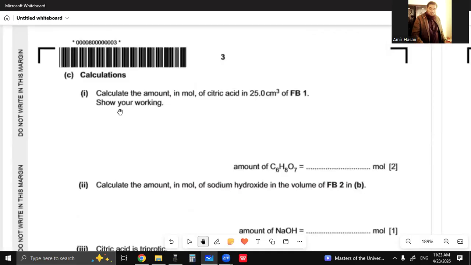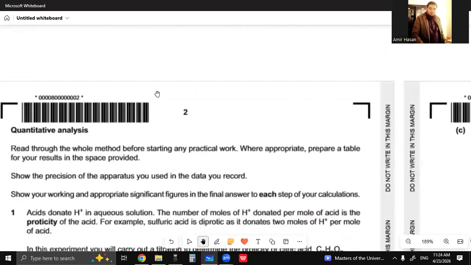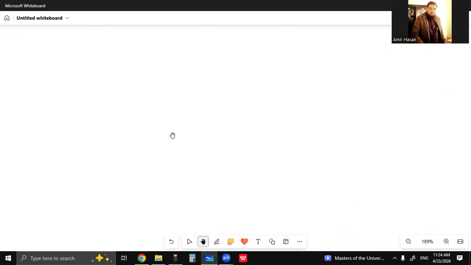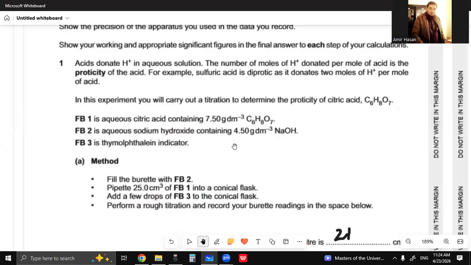Calculate the amount and mole of the citric acid in 25 cubic centimeter of FB1, showing your answer. Now, what is the mole of the citric acid? You check in the start, FB1. The concentration is given in the question. You check, there is a concentration given. FB1 concentration is given as 7.50 gram per cubic decimeter.